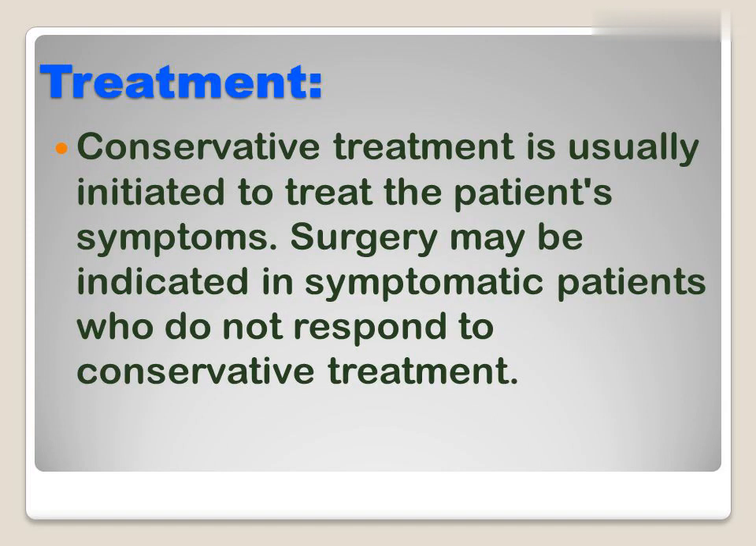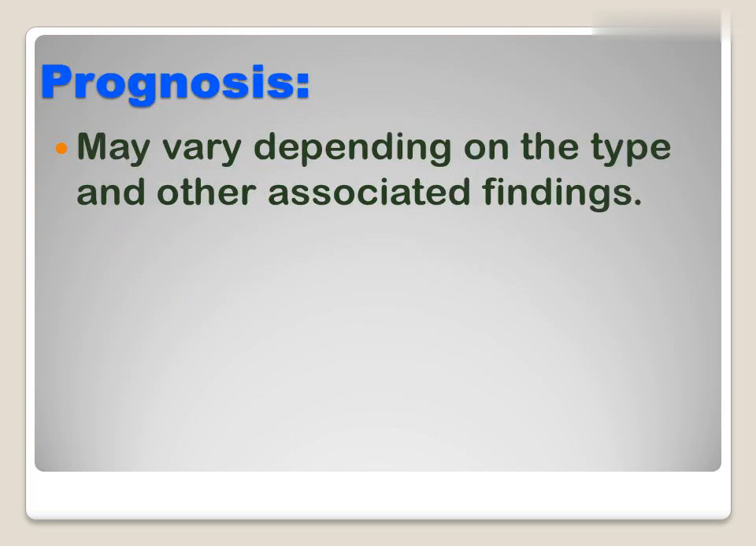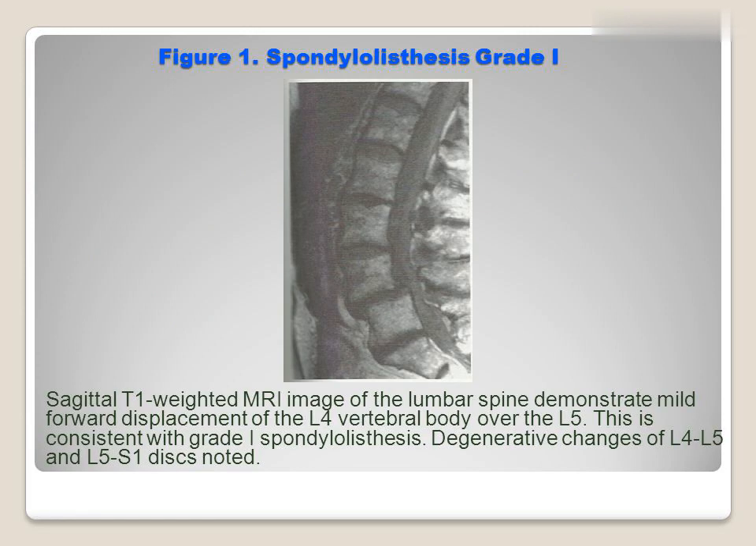Treatment: conservative treatment is usually initiated to treat the patient's symptoms. Surgery may be indicated in symptomatic patients who do not respond to conservative treatment. Prognosis may vary depending on the type and other associated findings. Figure 1. Spondylolisthesis grade I. Sagittal T1 weighted MRI image of the lumbar spine demonstrates mild forward displacement of the L4 vertebral body over the L5. This is consistent with grade I spondylolisthesis. Degenerative changes of L4, L5 and L5-S1 discs noted.